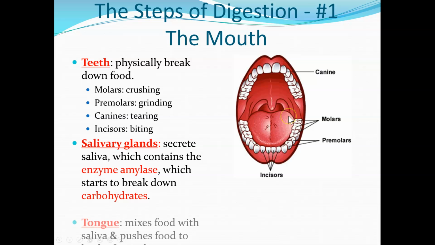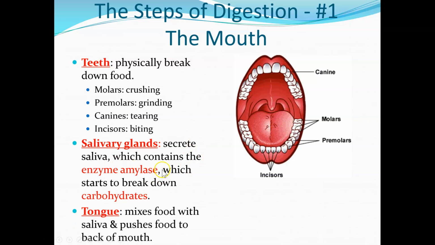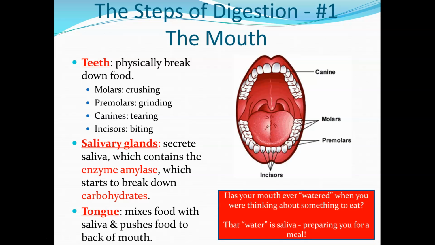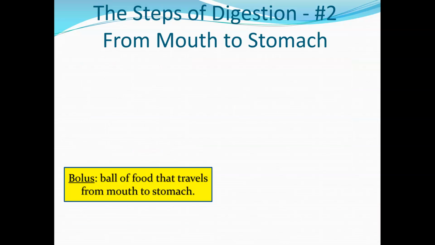Salivary glands will secrete saliva, which contains amylase, which begins the process of breakdown of carbohydrates. And the tongue basically mixes all that food with the saliva and eventually pushes that food to the back of the mouth. Has your mouth ever watered when you are thinking about something to eat, or you smell some type of food? That water is basically saliva. And it's something that you can't really control, and it allows your body to prepare for digestion.